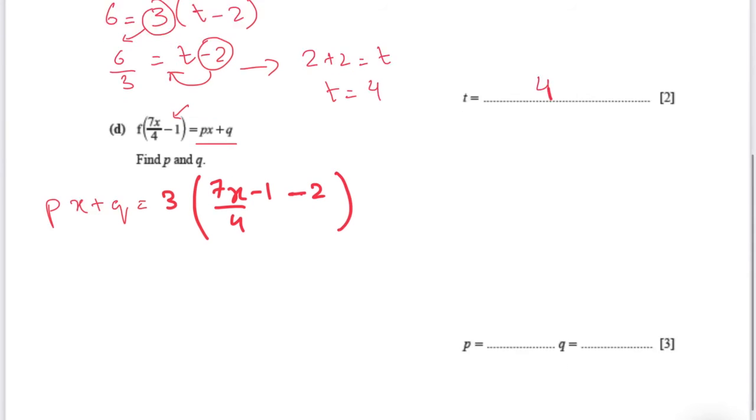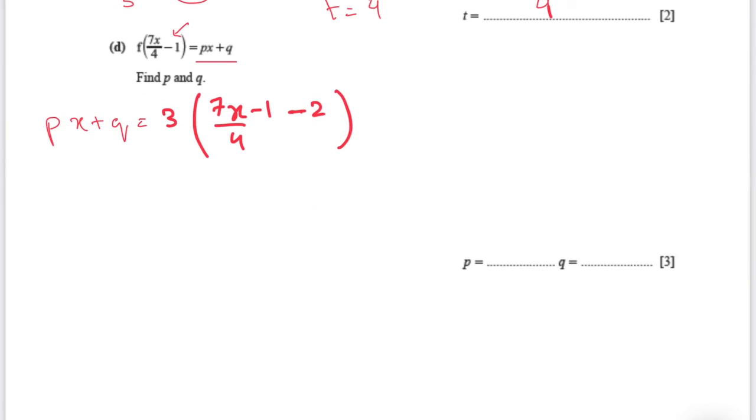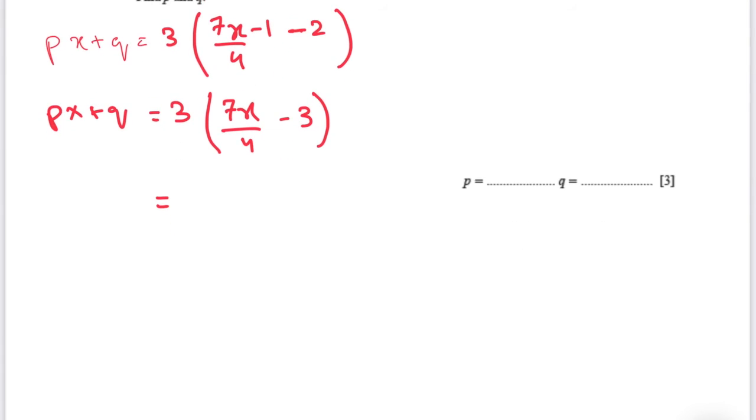Okay, now we need to simplify the bracket inside. So what do we get? You get 3 outside, of course it remains as it is. So it becomes 7x over 4 minus 3. The next step is, of course, you write px plus q on the left. The next step is that you find the LCM inside the bracket. So you get 3 outside and you get 4 inside. So it becomes 7x minus 12.